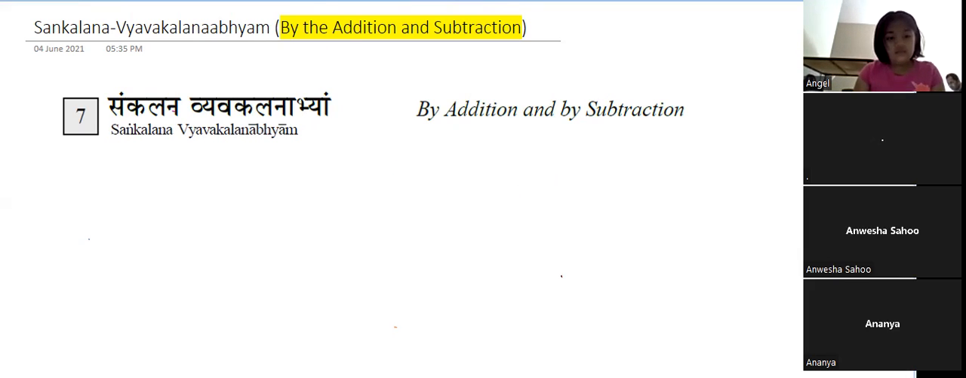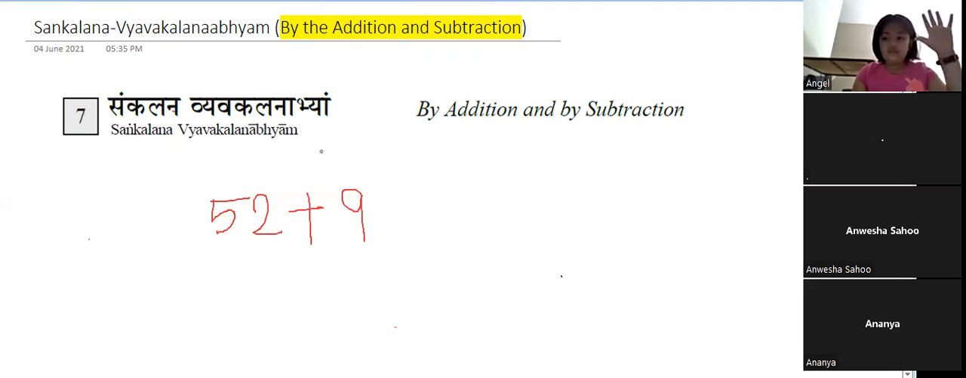See, in the last class, suppose this type of question is given, any number like 52 plus 9. What is our last class approach? Tell, Angel. First make 10, or divide it like 50 and then 2, and then 9. Splitting and adding. That is one way. Or we may complete 9 by taking 1 from 52.